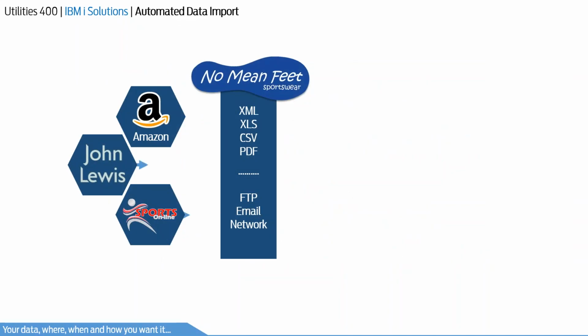Okay, but what does this mean for us, that being the IBM i enterprise? Well, let's put ourselves in a company scenario. We'll say that we are No Mean Feet, a sportswear company running our enterprise on IBM i. Now, No Mean Feet need to accept electronic orders from their customers, including the likes of Amazon, John Lewis and Sports Online. Now, these big three companies dictate what files they're going to send and how they're going to be sent. But that's not a problem for No Mean Feet, as they're using iRoute to act as a conduit between the external data sources and their IBM i enterprise.